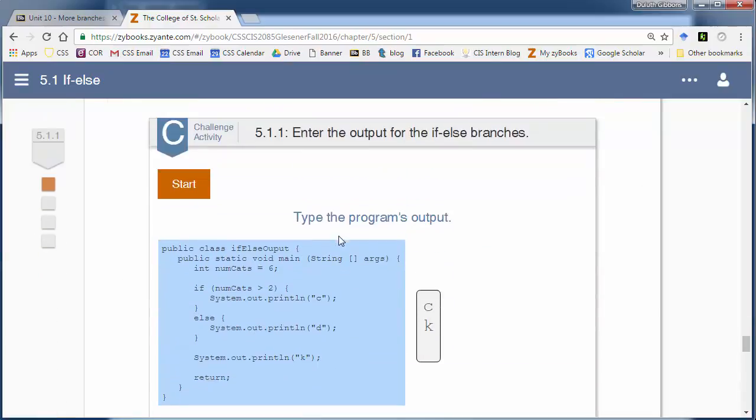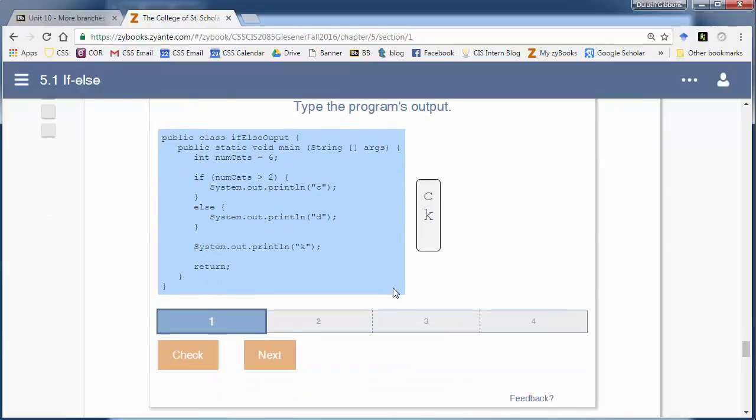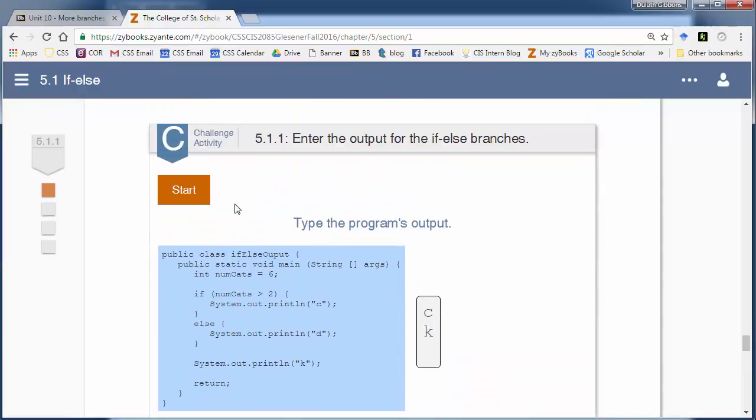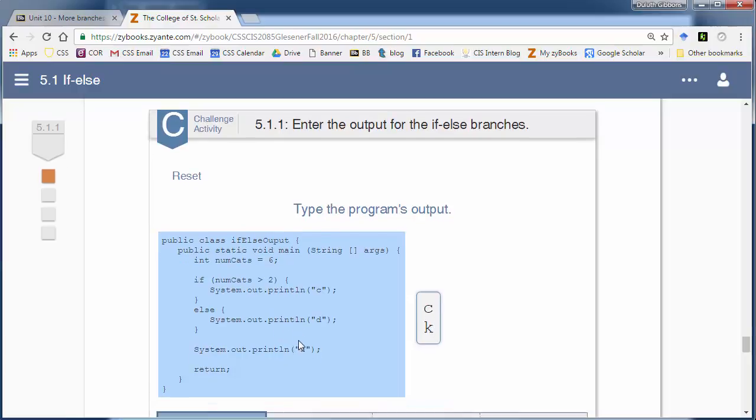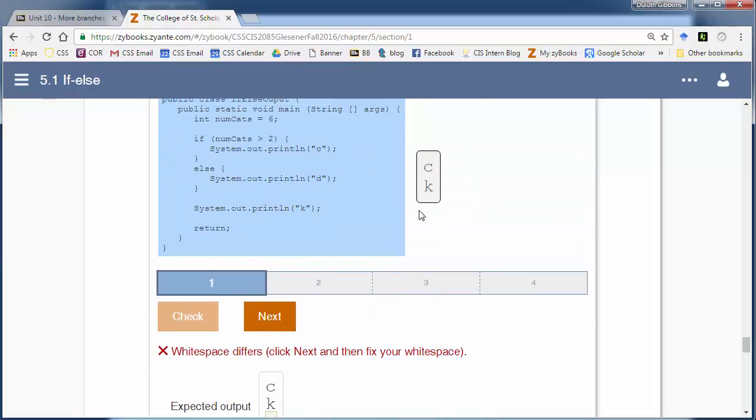So okay, now we get down to a couple challenge activities, and again, this is a good way to test yourself and see how this works. Just realize that sometimes these challenge activities are kind of picky. These are running print lines and they're matching your output exactly, so I keep getting them wrong. So number of cats is 6, and if number of cats is greater than 2, then we will print this out, and we'll print out a C, and it's a print line, so we go to the next line. We skip over this, and we always print out a K. But if I try to check that, it's going to tell me I got it wrong because it's a print line case, so there should be a little enter there.